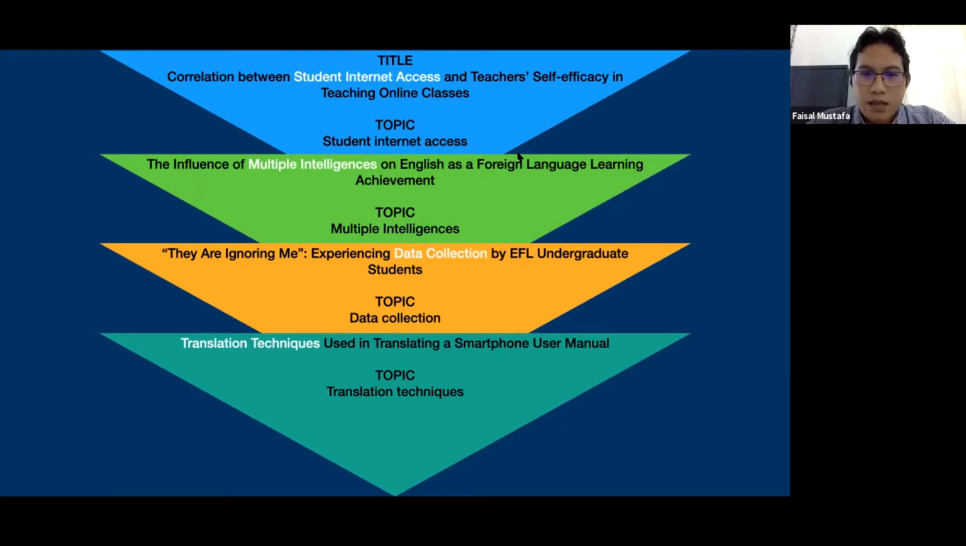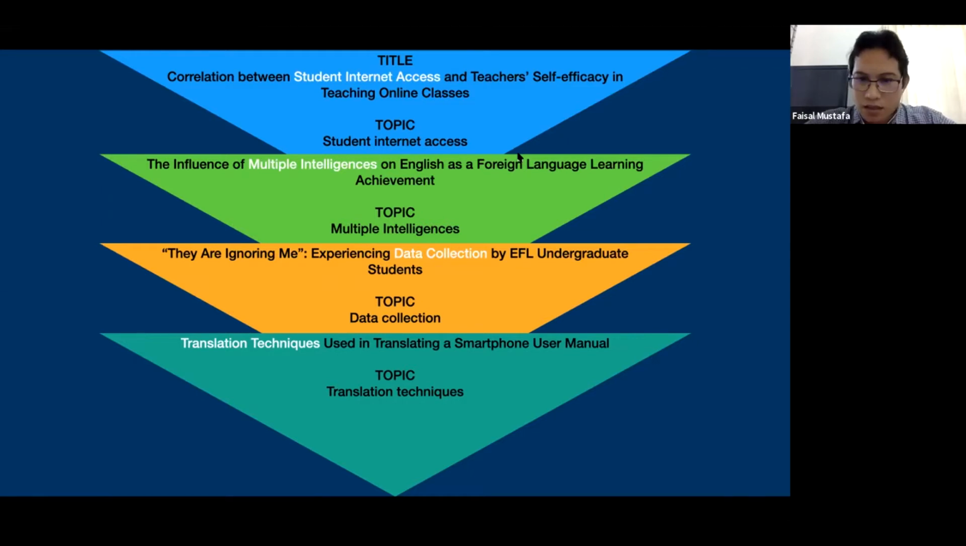And let's take a look at the last one. For example, the translation technique used in translating the smartphone user manual. So your important or primary variable or the topic is translation technique. So first, you need to make sure in your introduction that you explain to the reader that your topic, the primary variable, is indeed interesting.